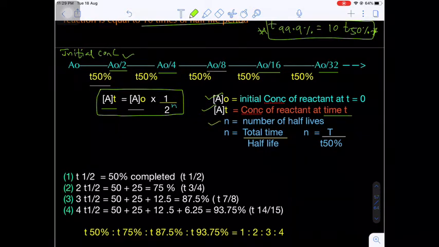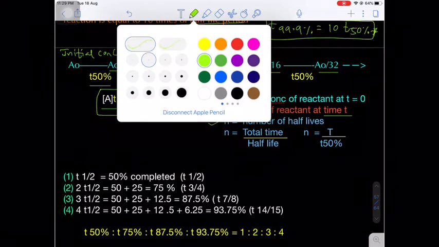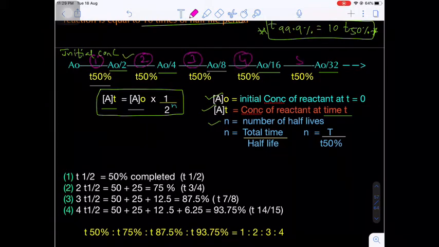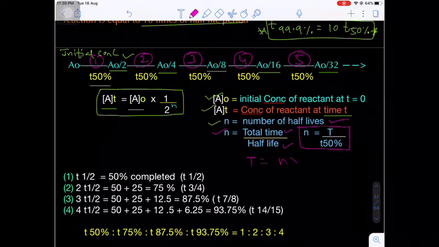Now what is the n? Number of half-lives. Now if you see here, how many half-lives? First half-life, this is the second half-life, this will be third, this will be fourth, this will be fifth half-life and so on. The n is an integer, the number of half-lives. How to find the number of half-lives? Total time divided by half-life. So n equals total time divided by T50. Are you getting my point? From here, total time will be equal to the number of half-lives into half-life time. Are you getting my point?